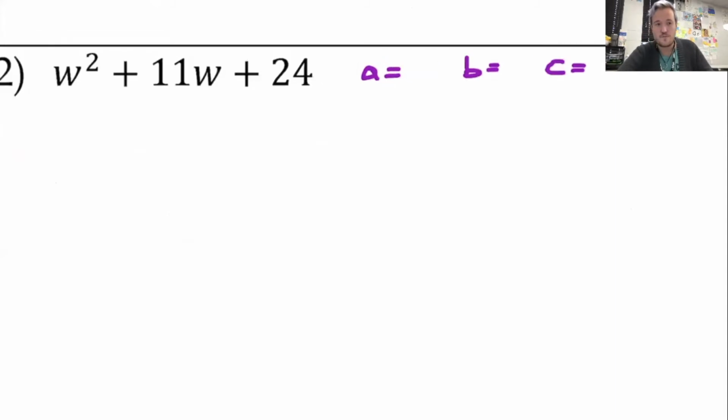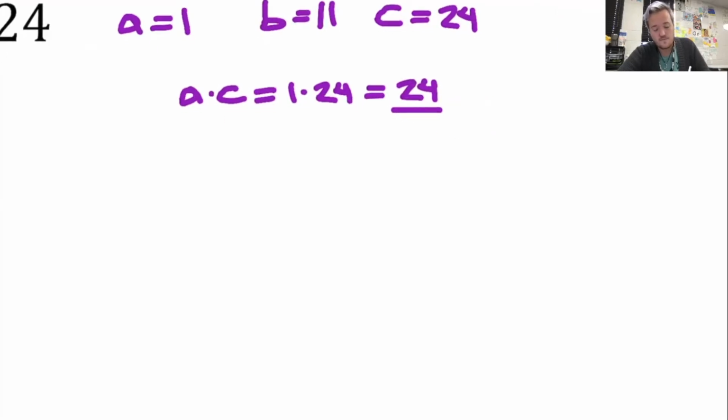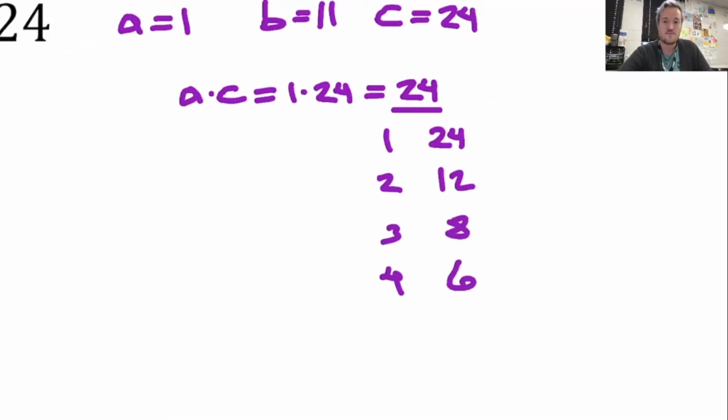All right, so I have an A value of 1, B value of 11, and a C value of 24. So I'm going to do A times C. So 1 times 24, which gives you 24. So that's what I'm finding the factors of. All right, so I'm going to have 1 and 24, 2 and 12, 3 and 8, 4 and 6.